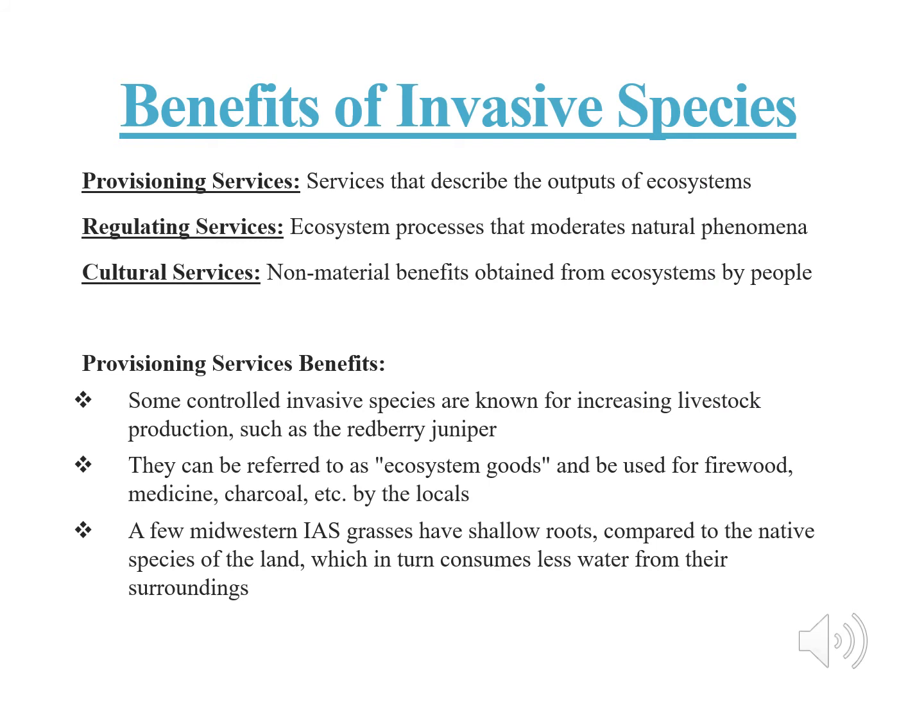In the next two slides, I will be discussing the benefits of invasive species on provisioning services, regulating services, and cultural services. The benefits of provisioning services include them being referred to as ecosystem goods that can be used for firewood, medicine, charcoal, etc., among other things by the locals. Another example would be the controlled invasive species, the red-berried juniper, used for increasing livestock production on farms. A third example being Midwestern invasive species grasses, having shallow roots and consuming less water from their surroundings compared to their native counterpart.